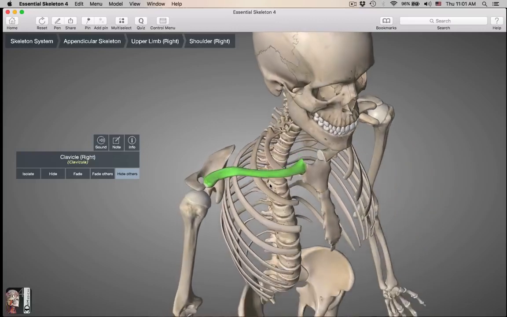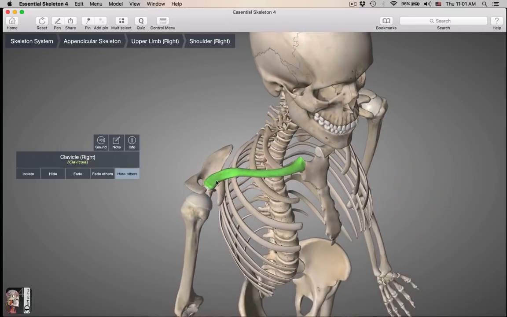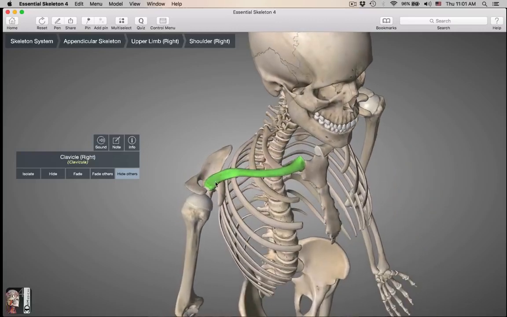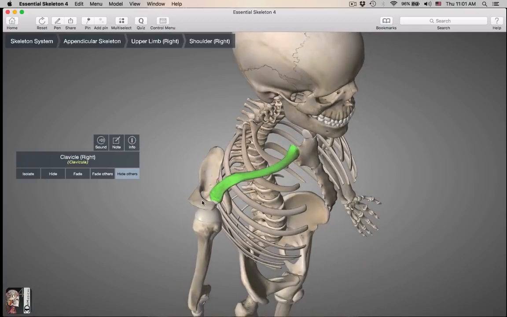This flared out end is called the acromial end. This acromial end is going to be articulating with the scapula, and this flared out part of the scapula is actually called the acromion. So that would make sense.